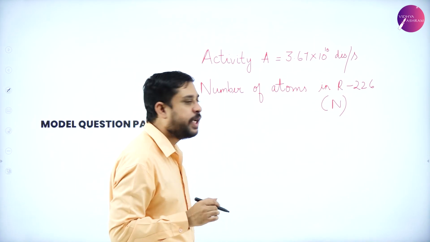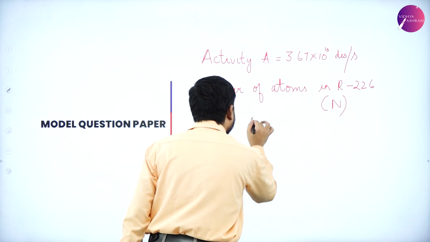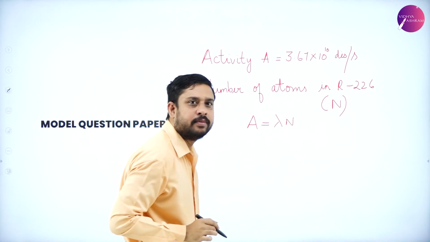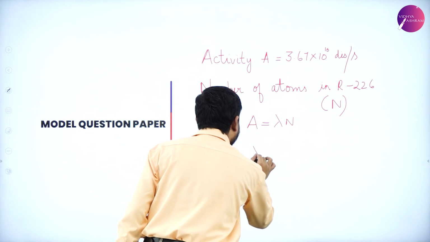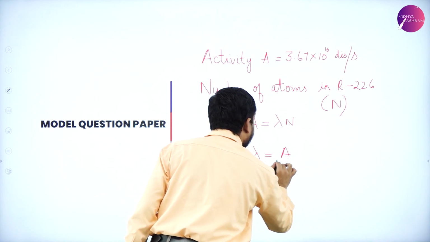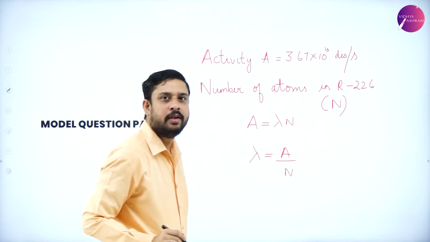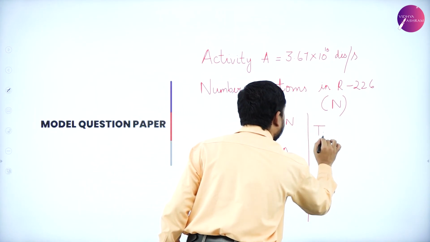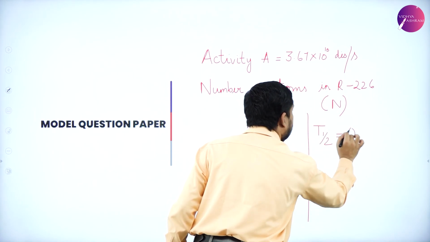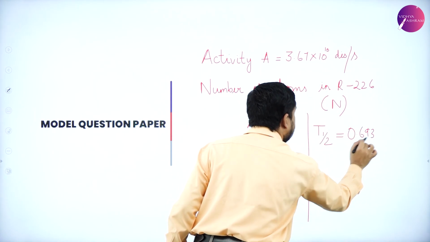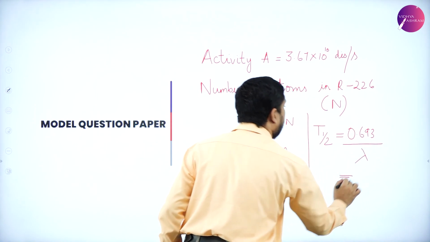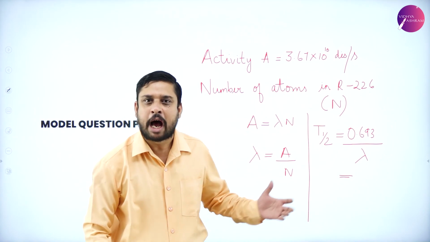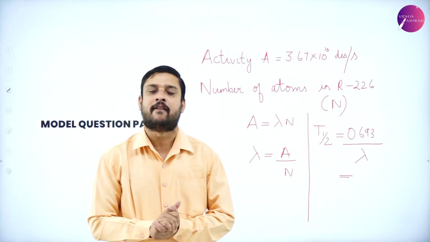Now we know A equals lambda N. So from this, decay constant is A by N. Once you calculate lambda, half-life is nothing but 0.693 by lambda. So this is how we solve the problem. Hope you have understood this problem solved today.